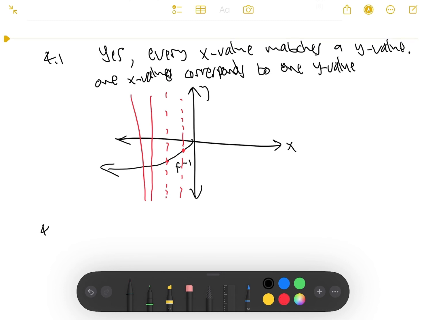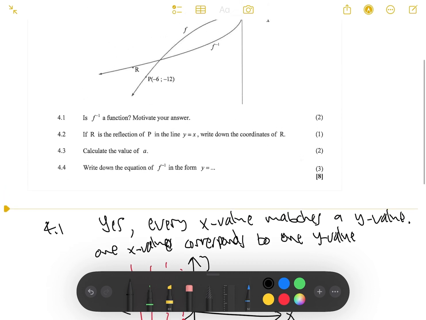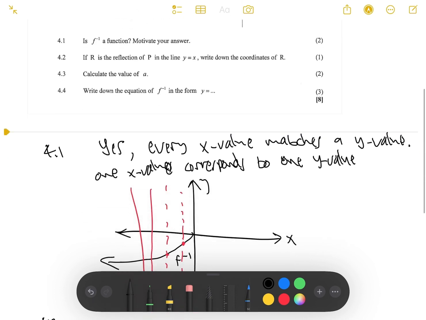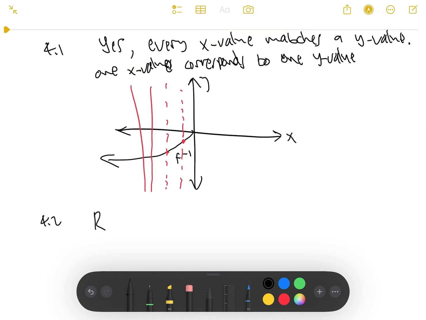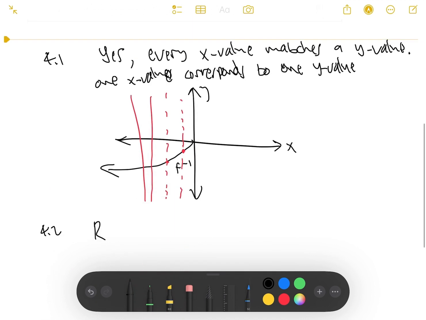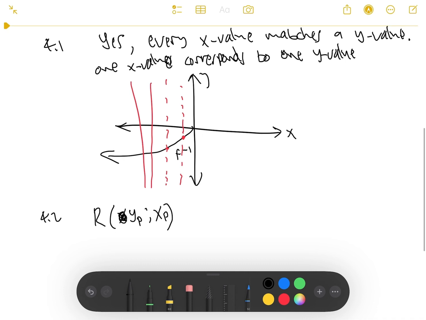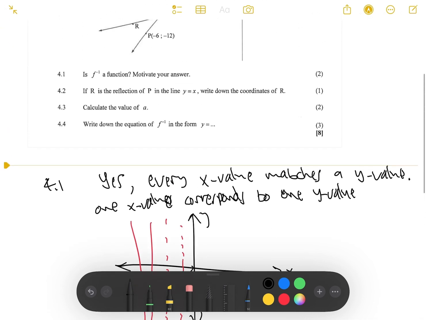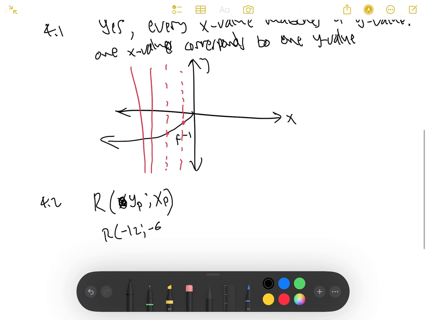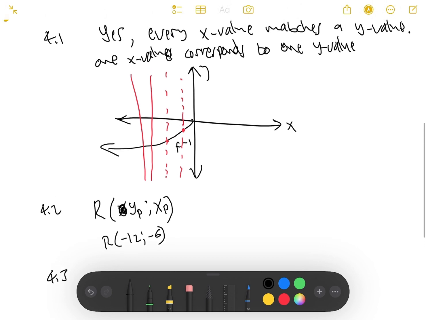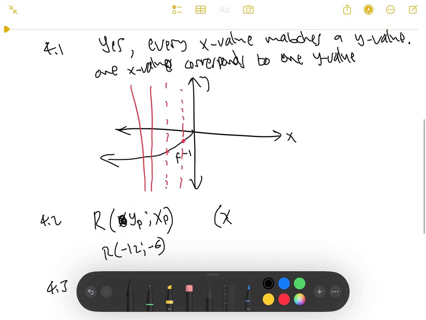Okay, so 4.2, they say if R is the reflection of P in the line y equals x, write down the coordinates of R. So for us to find R, R is basically going to be y of P, x of P. To find R from P, we swap the x and y values. So our R is just going to be negative 12, negative 6. So the x and y swap.